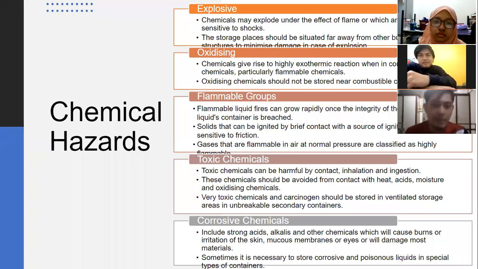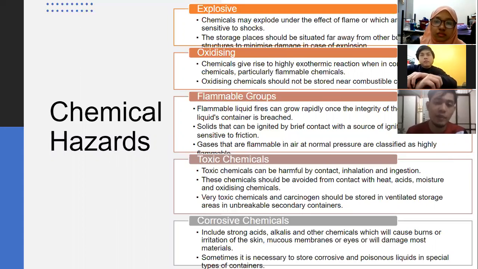And next, the chemical hazard. We are familiar with these symbols. Like the explosive, which may explode under the effect of flame or is more sensitive to shocks, and needs to be situated far away from other buildings to minimize the damage. And then the oxidizing hazard, which gives rise to a highly exothermic reaction when in contact with any chemicals, particularly the flammable ones, and also needs to be stored not near combustible chemicals.